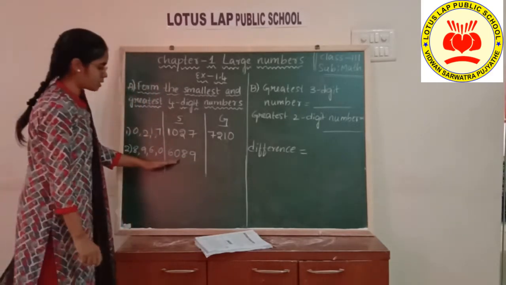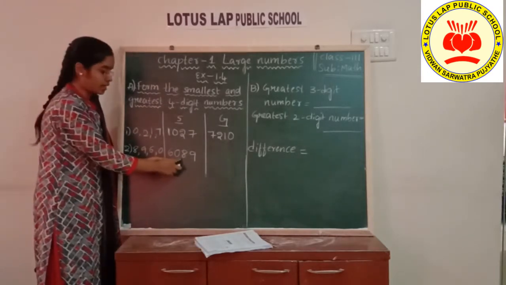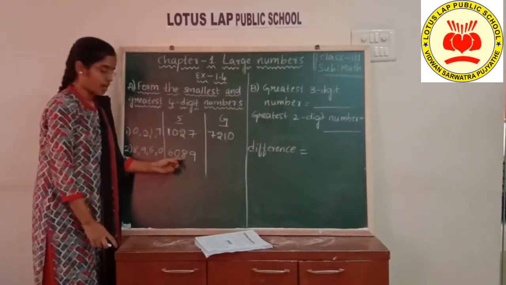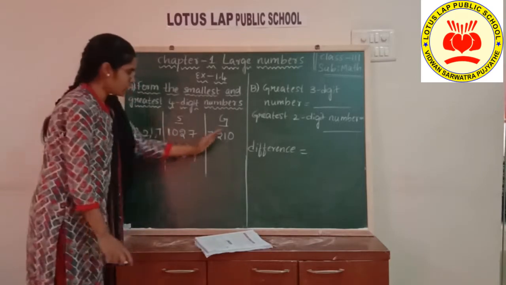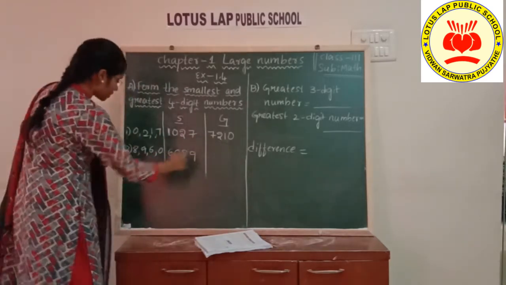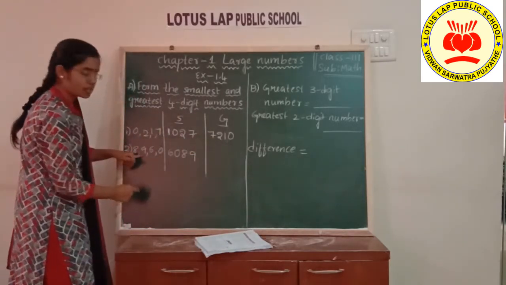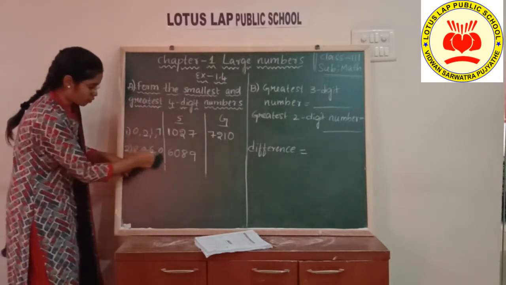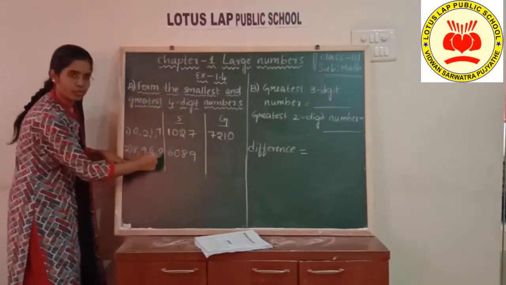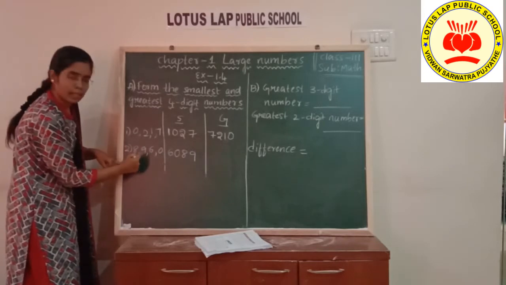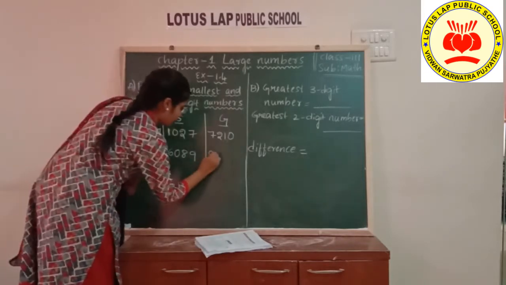And our smallest number is 6089. Now next we have to do the greatest one. For the greatest, we need to take the greatest number among the 4 digits, 8960. What is the greatest number? 9. Yes, we need to take 9 first.